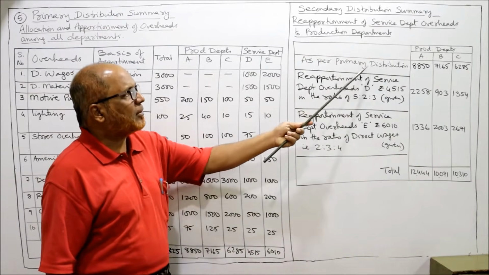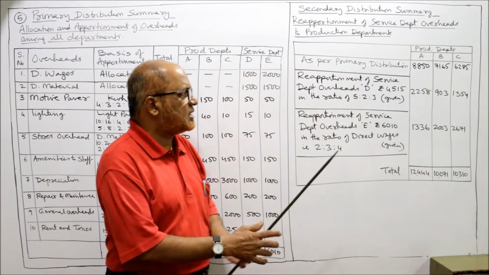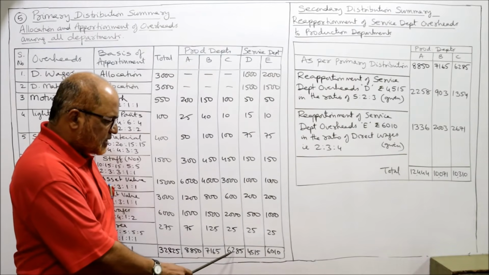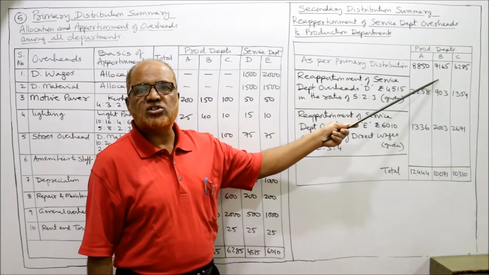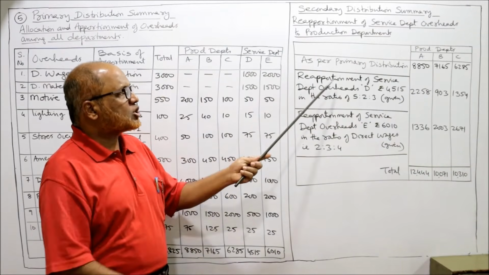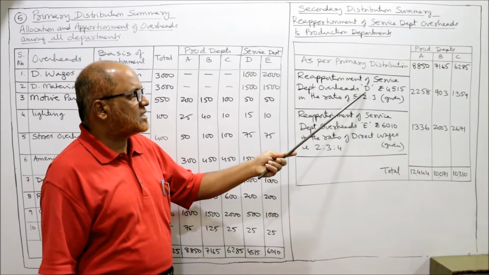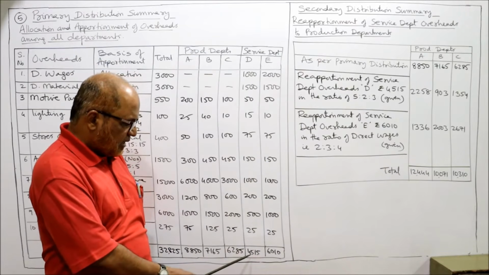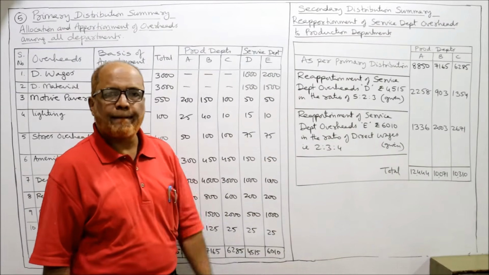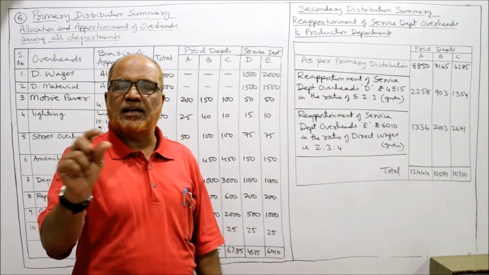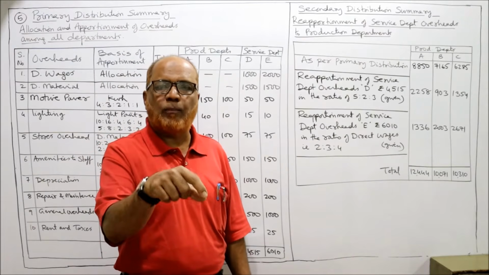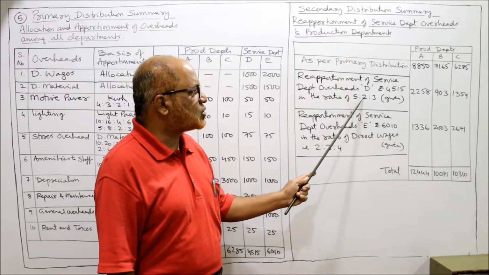So as per primary distribution, what is the total of ABC? Here you can find out 8850, 7165, 6285. This is the totals of production department ABC. Now we are reapportioning. Reapportionment of service department overheads D, rupees 4515. Here it is 4515, in the ratio of 5:2:3 given. It is given in the problem. Last sentence it is given. The D department, service department D, will be reapportioned in the ratio 5:2:3.